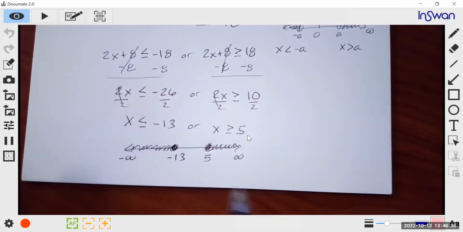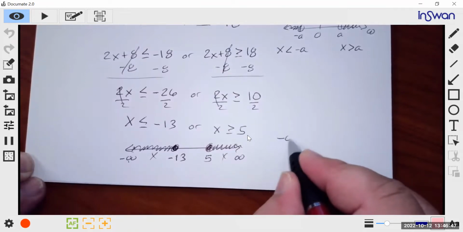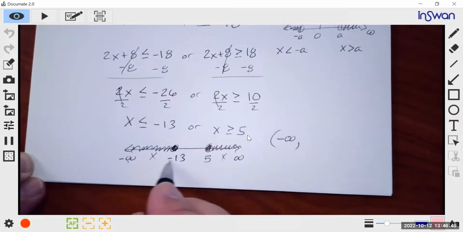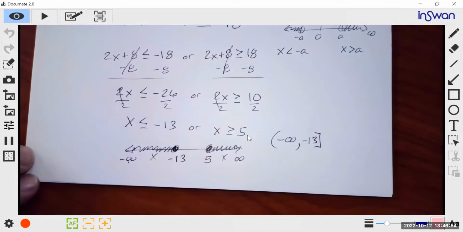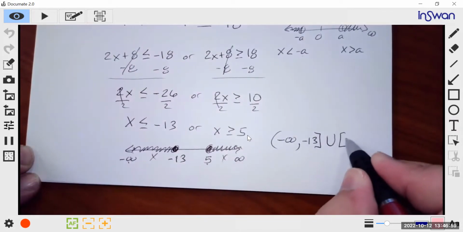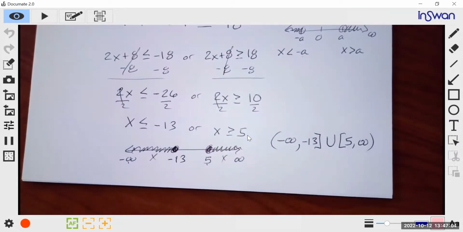Why is that important? Because remember, the interval notation looks at the beginning and the ending of x. So these are your x's. So in this part, where does it start? Negative infinity, and it goes to negative 13, which is a bracket. Unioned with, it starts off at 5, it's a bracket, and it goes to positive infinity. And that's how you do it.